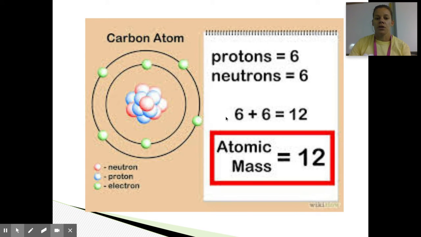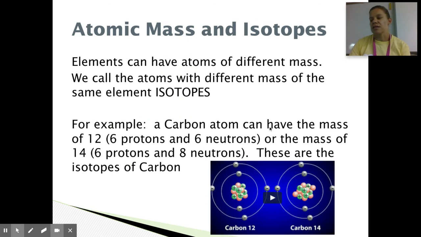So when we talk about atomic mass, we are just talking about protons and neutrons added together. So once you know the proton number, we can figure out the neutron number, because you're always given the atomic mass in the periodic table. Now, the periodic tables, you're going to see some of them, the mass is decimals. That is because atoms have what we call isotopes. It's just the same element with a different mass.